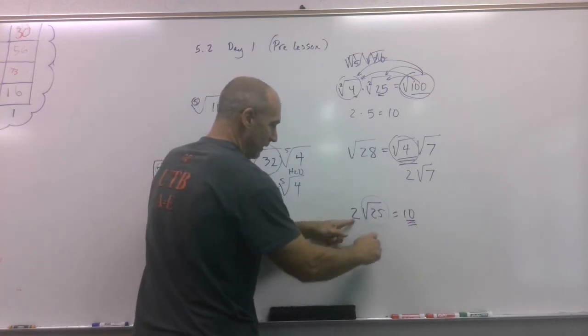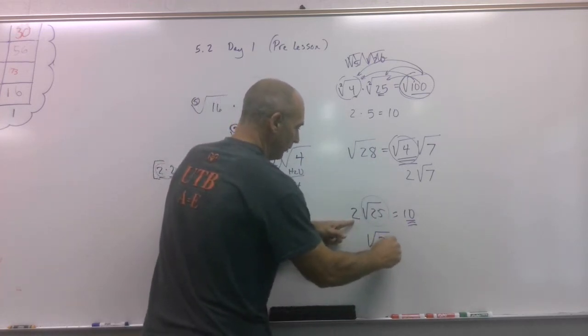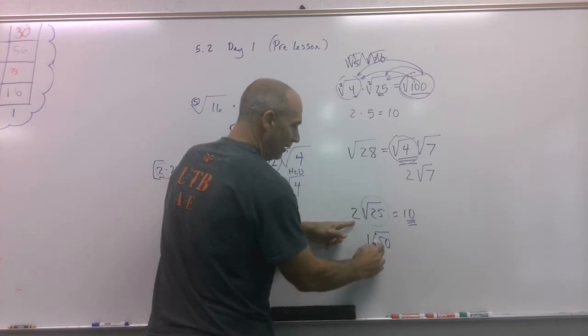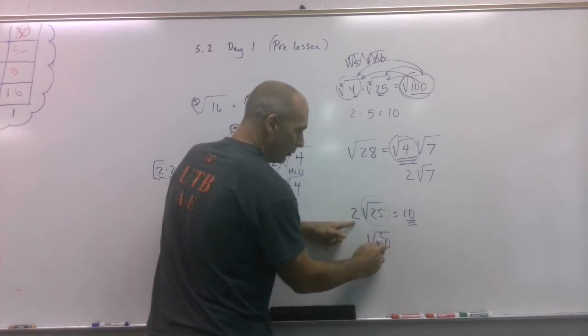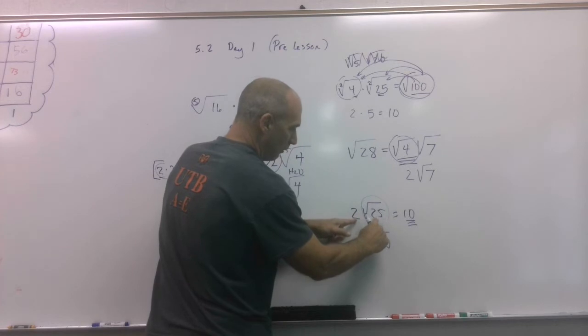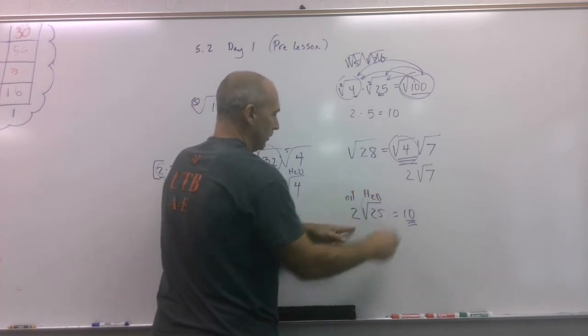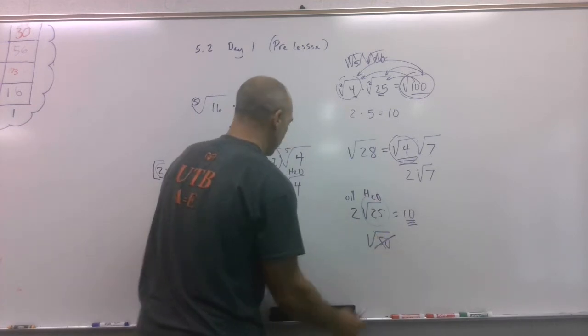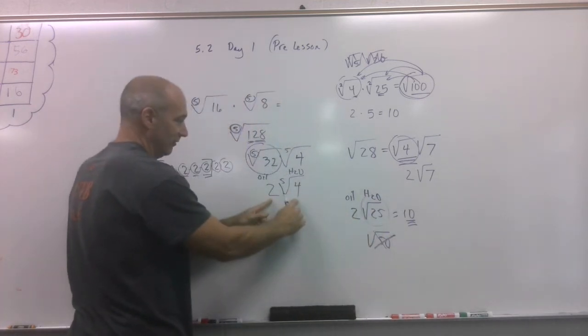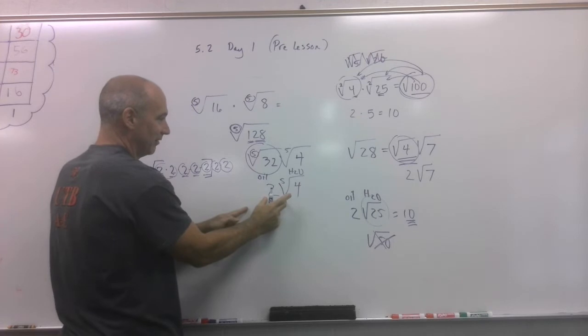What if I did multiply these together? I'd get the square root of 50. Is the square root of 50 10? No, the square root of 100 is. So you cannot multiply these together because this is oil and this is water. So no. All right, so back to here. Am I done? Yes, because this is simplified and this is simplified.